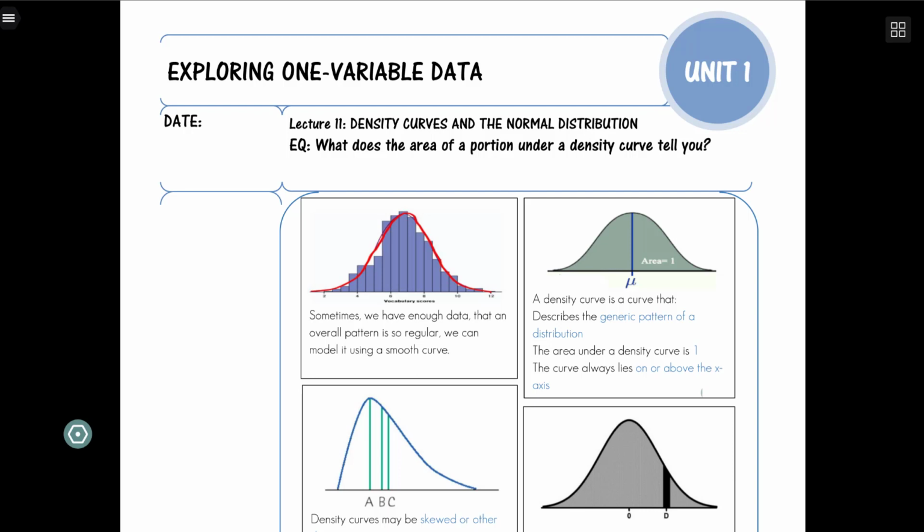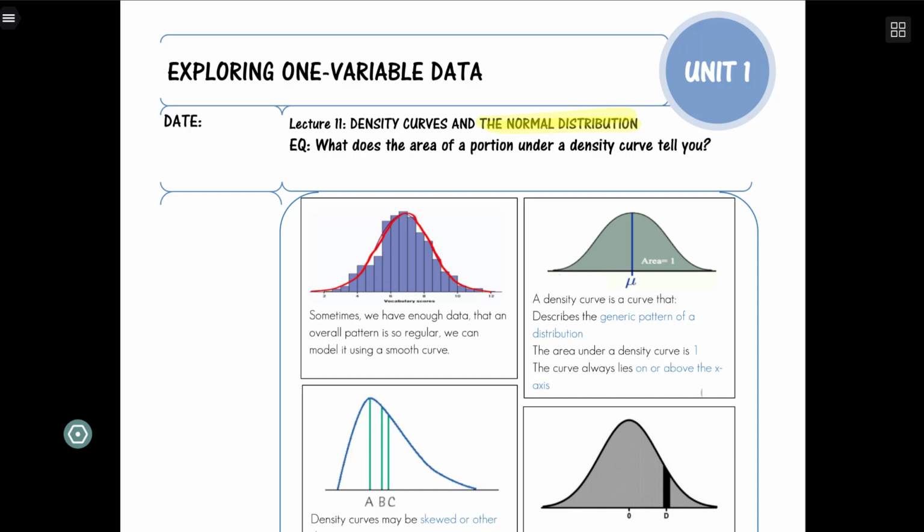Hey everybody, we are continuing on with number 11 for our lecture series now, and that's talking about density curves and the normal distribution. And this idea about the normal distribution is going to be a super important key topic, so let's focus on the beginnings of it. Our EQ: what does the proportion, or the portion, under a density curve actually tell you? Okay, so let's go ahead and figure out what a density curve is in the first place.